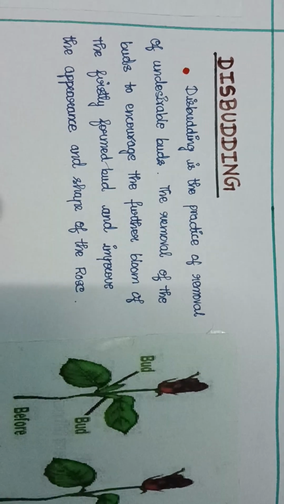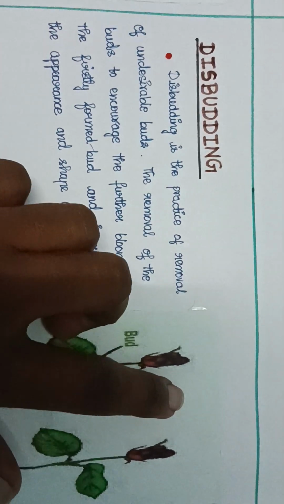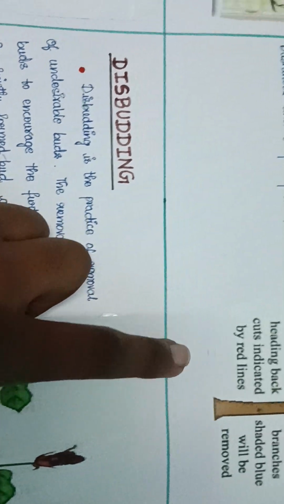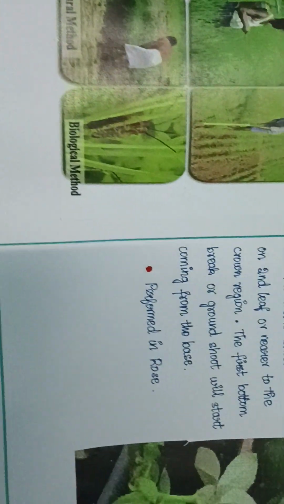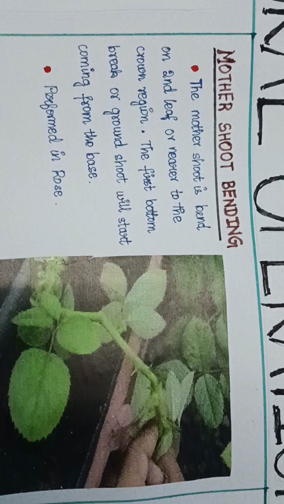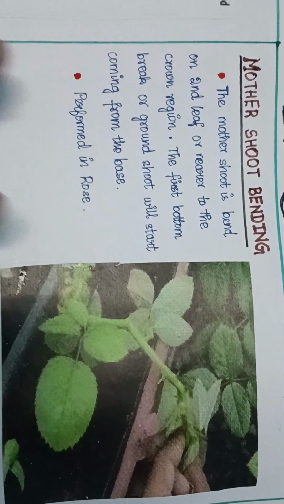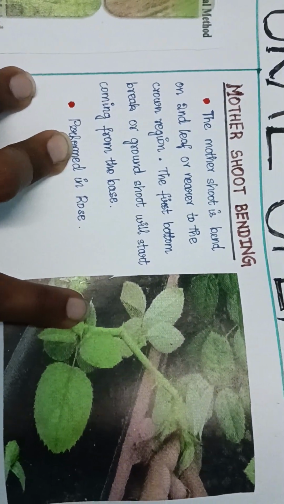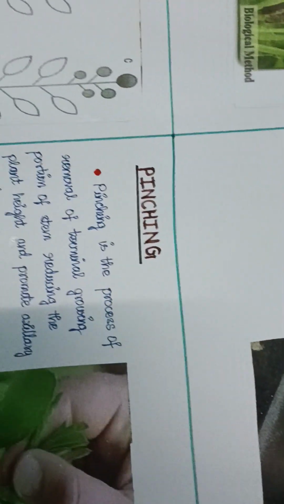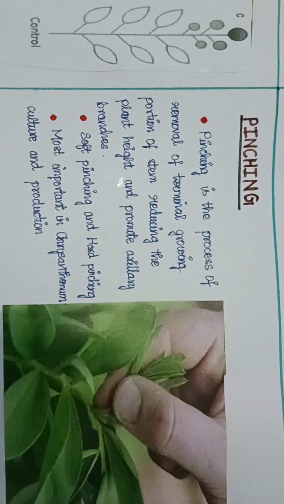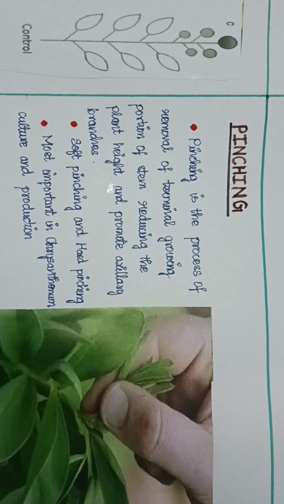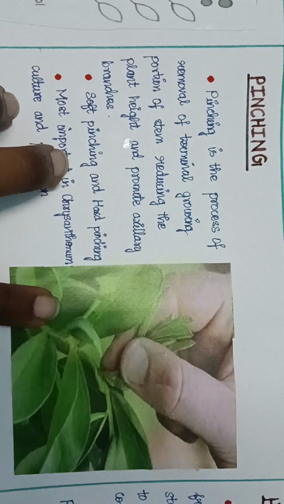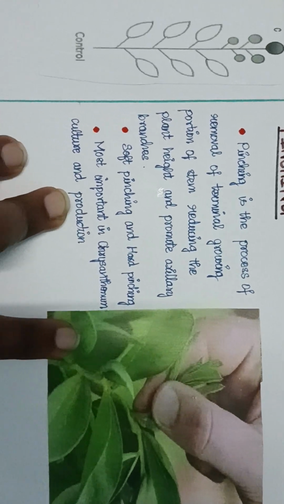Disbudding is the process of removal of undesirable buds to encourage the further bloom of the already present flower. Mother shoot bending is the process that takes place in the rows for the propagation activities. Pinching is the removal of terminal growing portion of the stem to reduce the plant height and to produce the axillary branches.